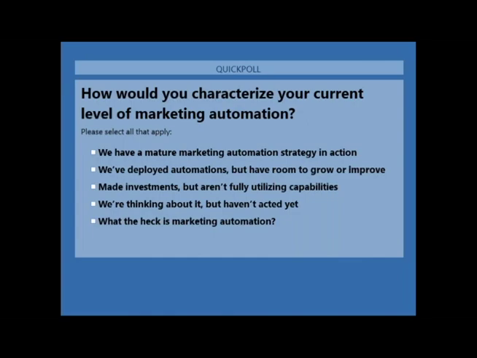Okay, so I'm going to close this poll now. It looks like most of the responses are in. Hopefully you can see the responses as they're coming in. I'd say the majority of the respondents are saying that they're thinking about it, but haven't actually implemented a marketing automation solution yet, which is probably why you're here today.